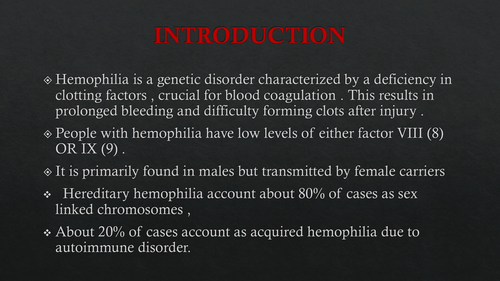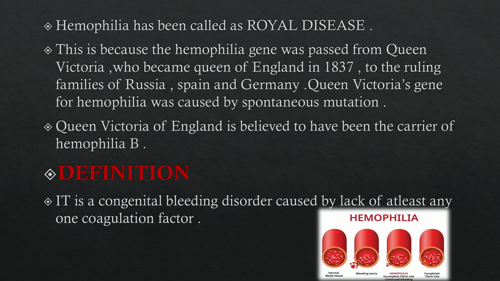Hereditary hemophilia accounts for about 80% of cases, as sex-linked chromosomes. About 20% of cases are acquired hemophilia due to autoimmune disorder. Hemophilia has been called the royal disease.